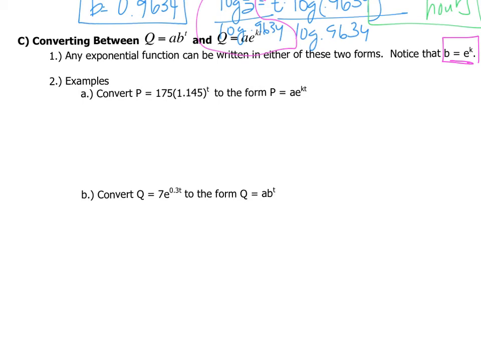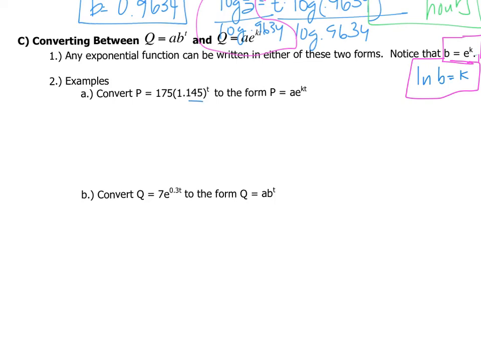The other thing that we need to know is what k is equal to. If you think about solving this equation for k, what we would do is take the natural log of both sides, and I would have that the natural log of b is equal to k, because that natural log would cancel out your e. So these two pieces of information are what we're going to use for these two examples.